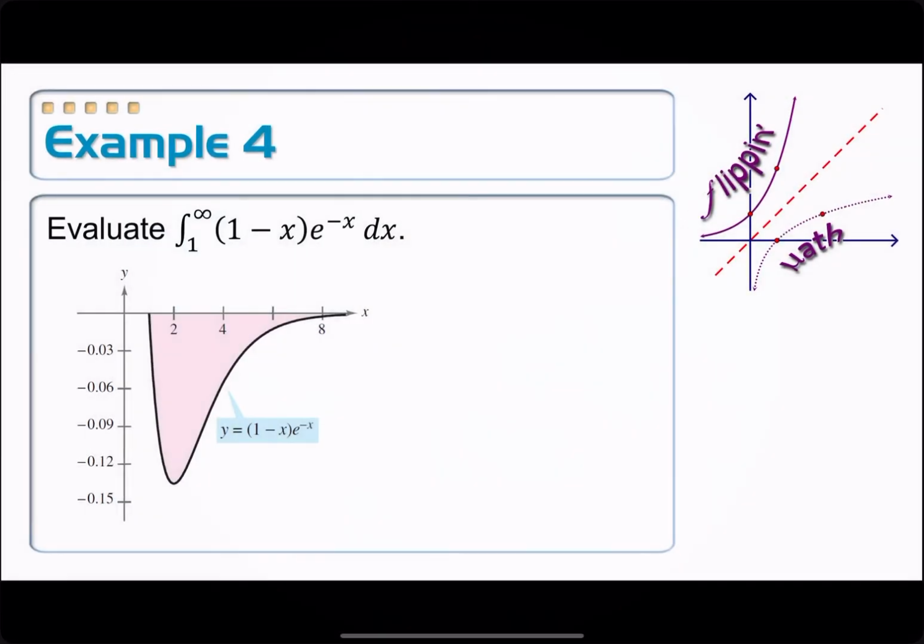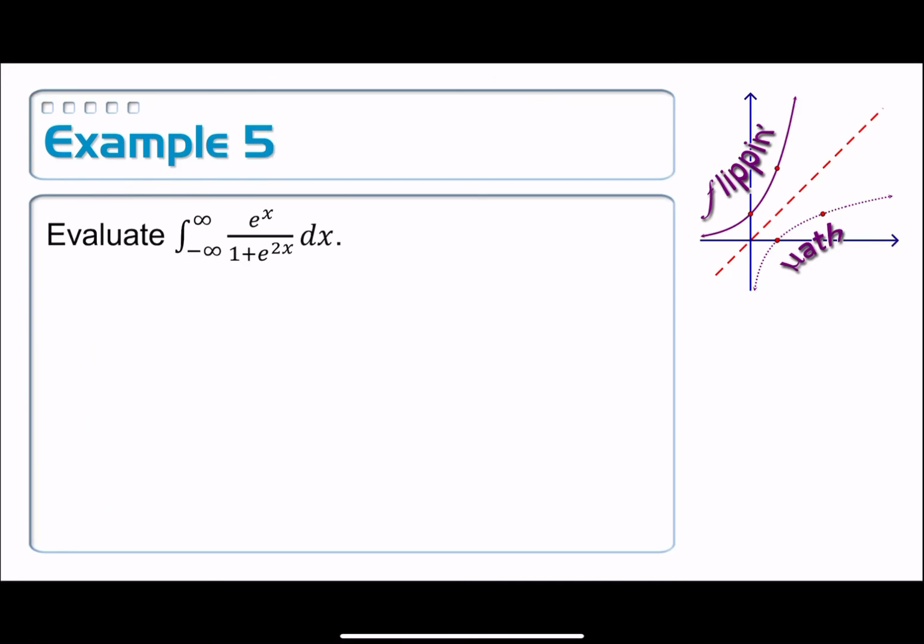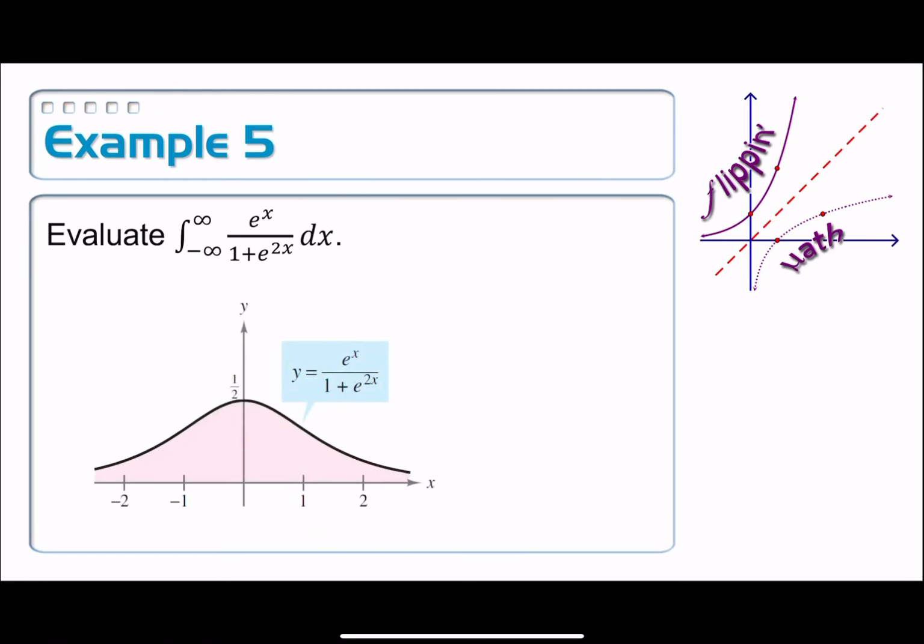All right. I want to say that we got one more on this video, and this one is doubly improper. Why is it doubly improper? Because you have the upper limit and the lower limit both being infinitely big, that they're unbounded. And here's a graph for this one, some sort of bell-shaped curve, as you can see.